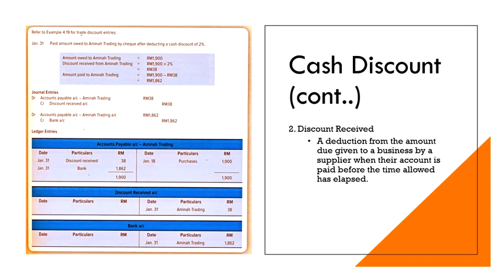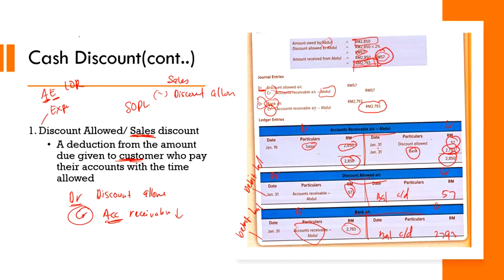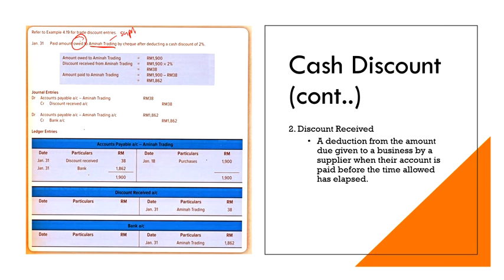Sekarang ni, Aminah Trading tu is our supplier, sebab amount owed, amount yang kita hutang. Kalau tadi, Abdul yang settlekan amount owed. Okay, ni kita paid. So that's why Aminah Trading is our supplier.